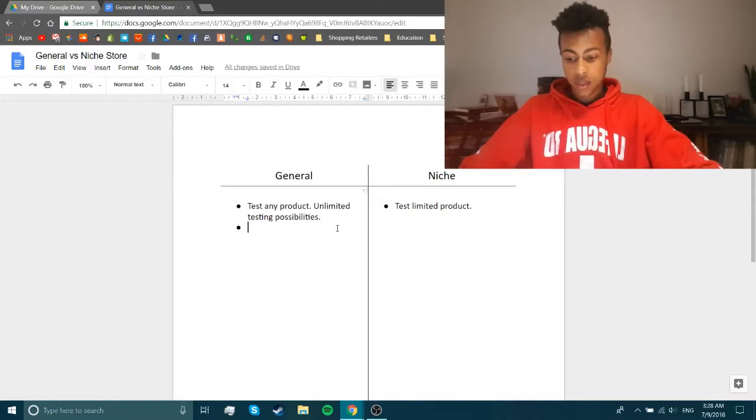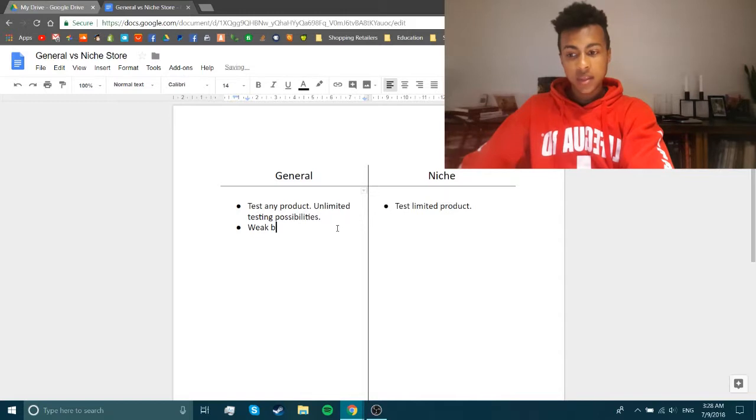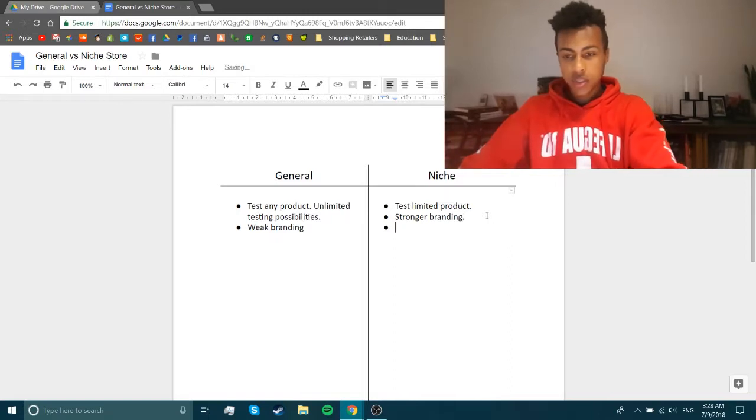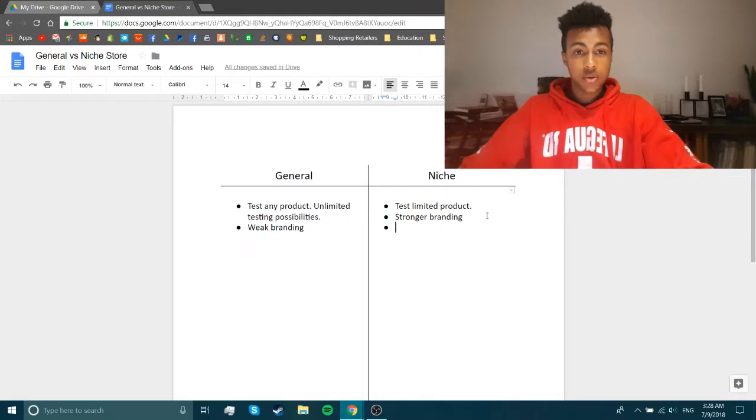Let me just write one more thing about general stores. The branding is weaker with a general store, whereas with a niche store, it's stronger branding. Because mostly when you buy products out of a general store, you usually buy it because of discounts or because it's convenient. You buy the products for the products. You don't really necessarily buy for the brand, which is one of the bigger issues of general stores.